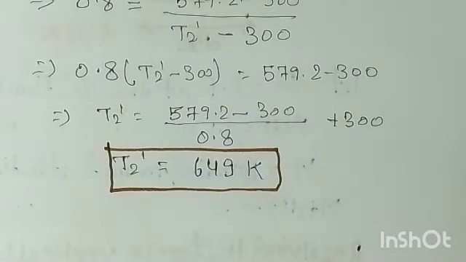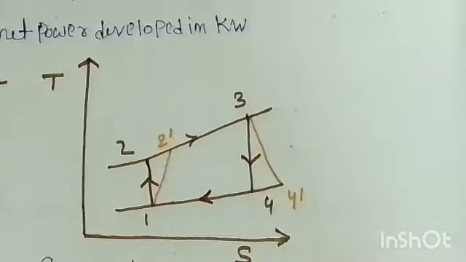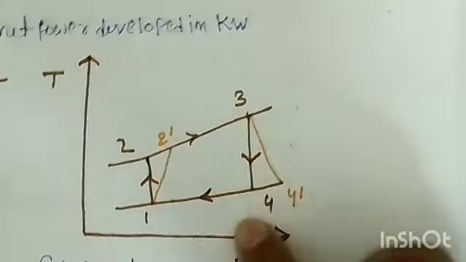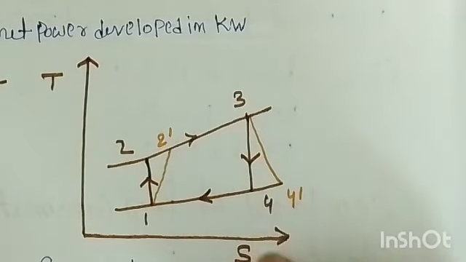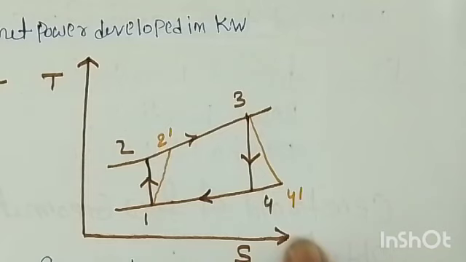Now what we need to do is find out the temperature at the end of the expansion. Why? Because at the beginning of the expansion the temperature is given, but we don't have the temperature at the end of the expansion. So for that you can see here the expansion is taking place from 3 to 4. That 3 to 4 is the isentropic expansion in a turbine, the reversible adiabatic expansion in a turbine. It means you need to find the ideal temperature as well as the actual temperature.